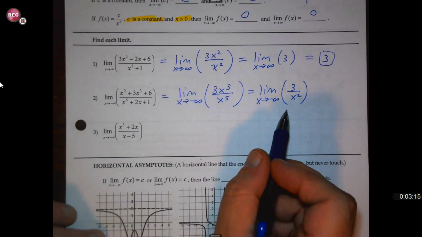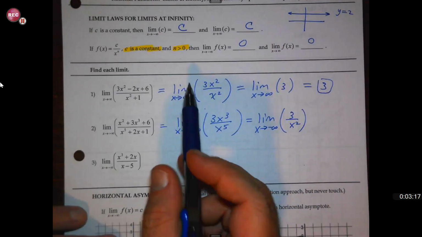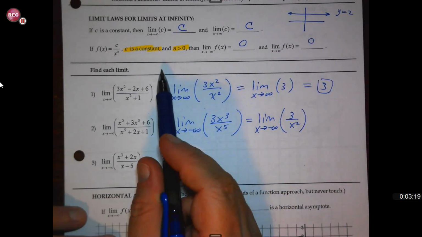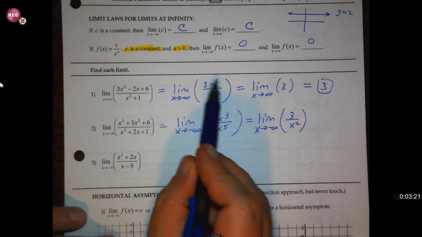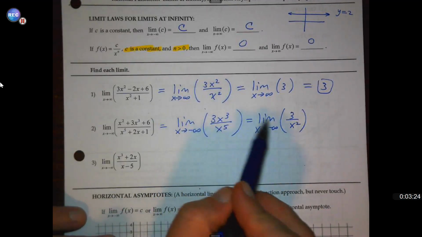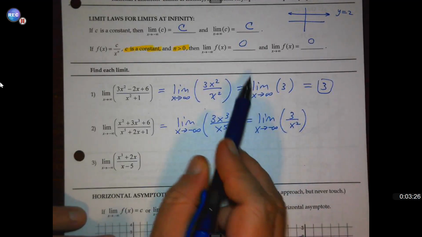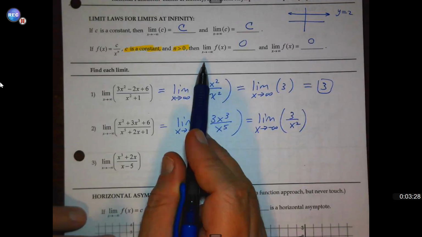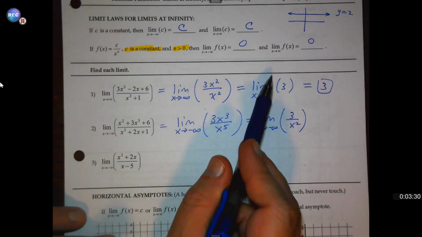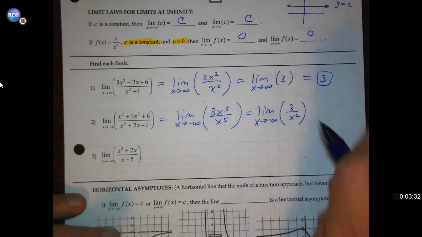Now this limit is of the form of the second limit law. So my numerator is a constant and my exponent is something higher than 0. So no matter whether we're going to negative infinity for x or positive infinity for x, the value of that limit would just be 0.